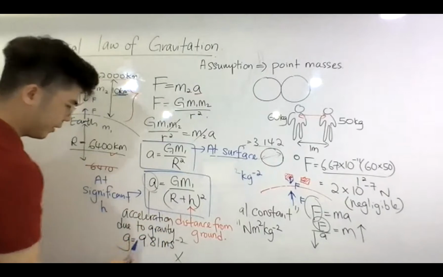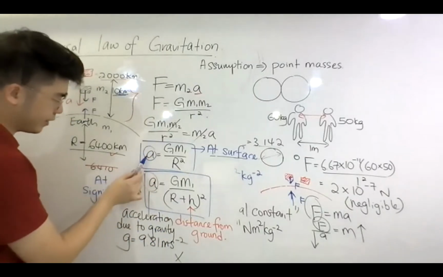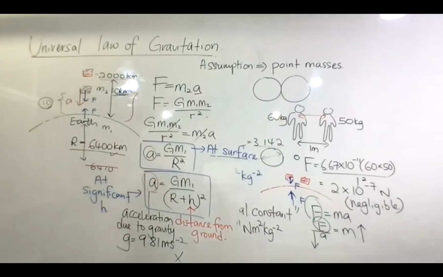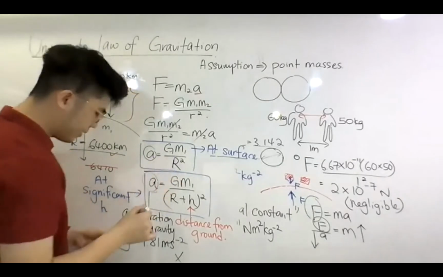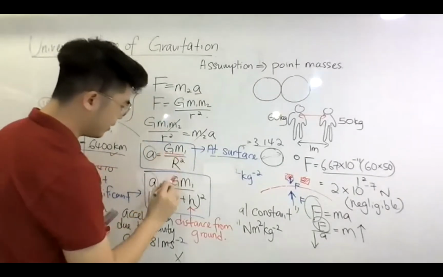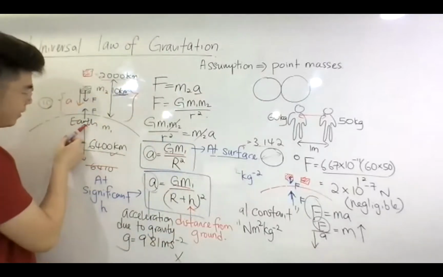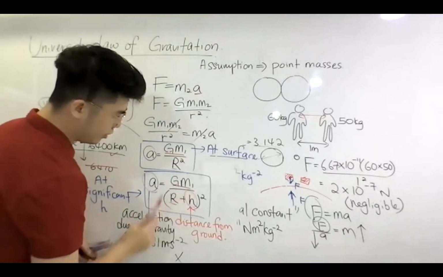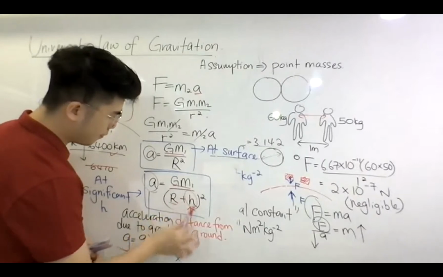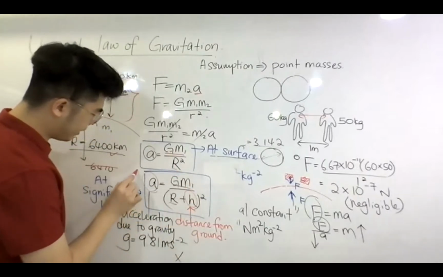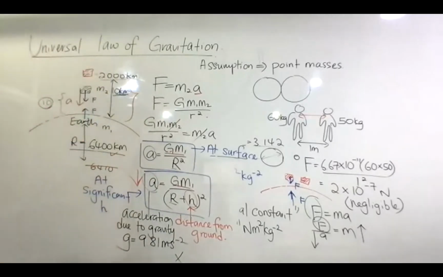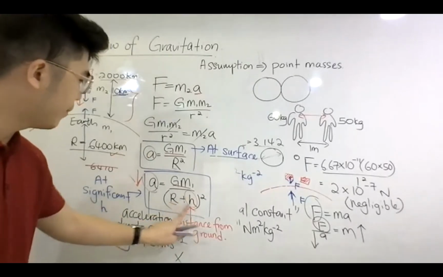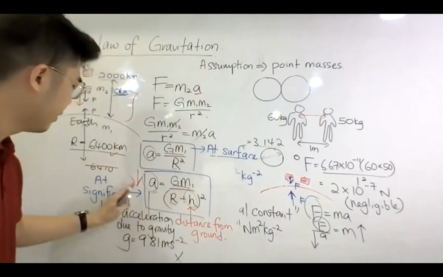Okay. Now, which one is greater? Here and here. This is at surface. This is at height. These are all constants, right? G and M are constant, and the radius of the Earth is also constant. This one has an added h, meaning the denominator is bigger, so your acceleration is smaller. This acceleration is less than this acceleration because here plus h, this one bigger, this one smaller.